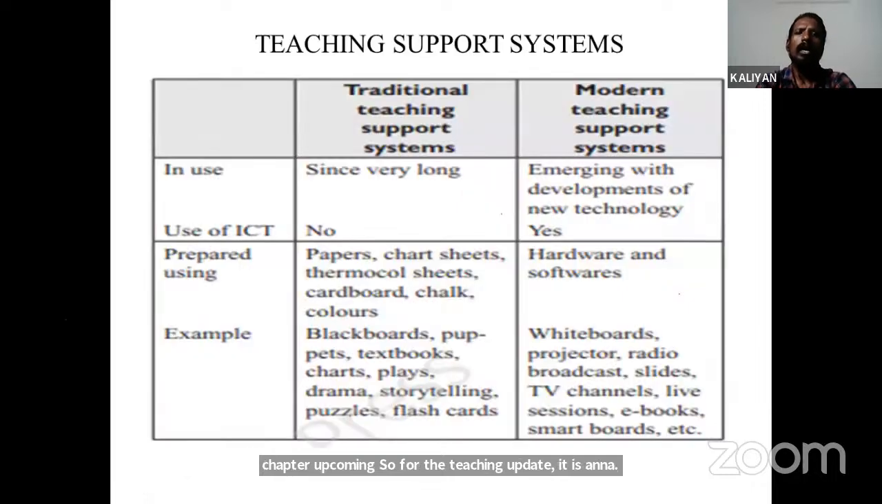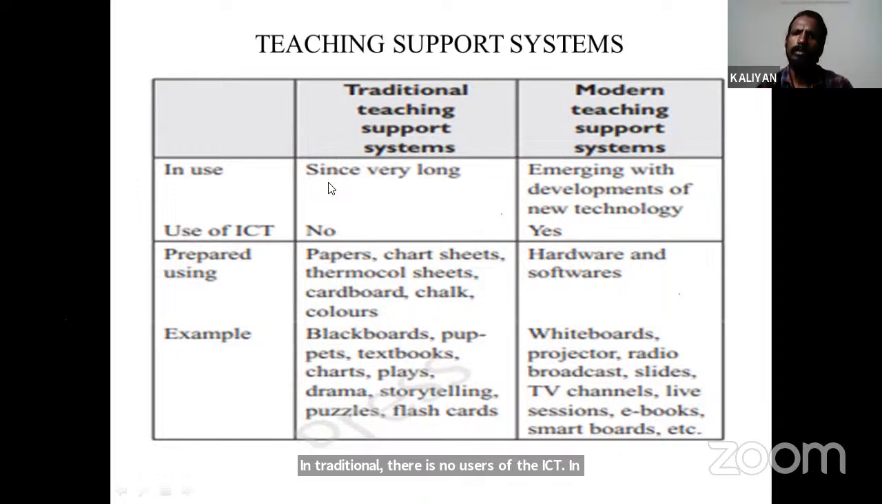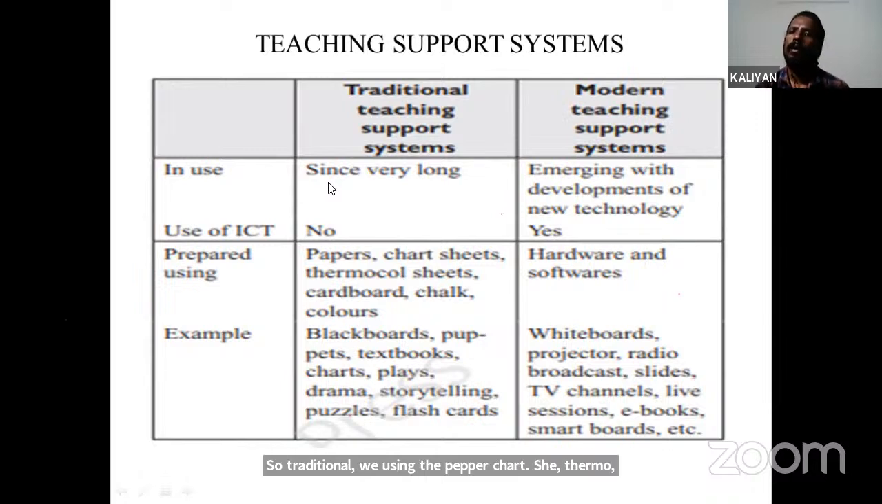So next is the teaching support system. Teaching support systems are of two types, traditional and modern. Traditional is what we have used since a very long time. Modern is the development of new technology. In traditional there is no use of ICT, information communication technology, and in modern technology we use ICT. In traditional we use paper, chart, sheets, thermocol sheets, cardboard, chalk, colors. And in modern technology we use hardware and software.